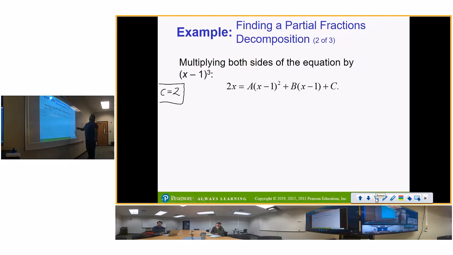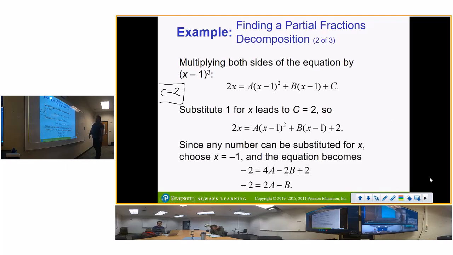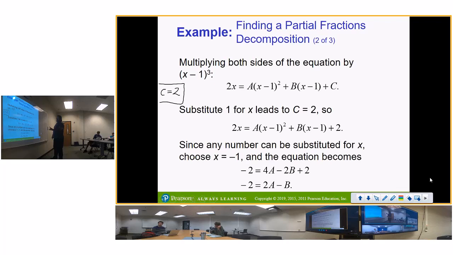It's a big question. Oh, right. I'm sorry, I forgot. We don't write. Writing is. There's, now, here we go. Since any number can be substituted for x, choose x is equal to -1. Oh, we just did that.